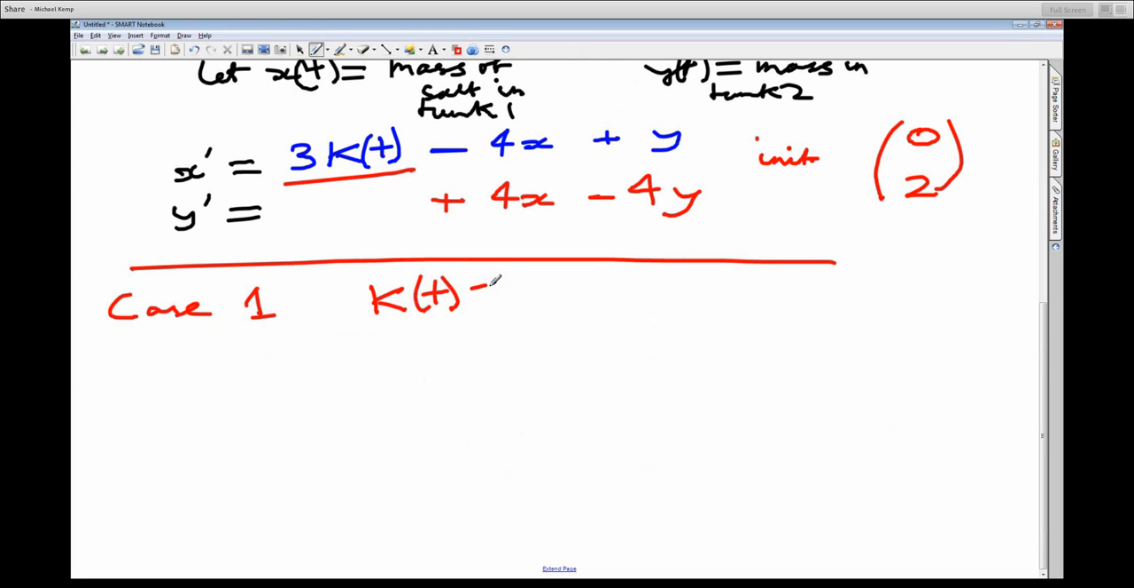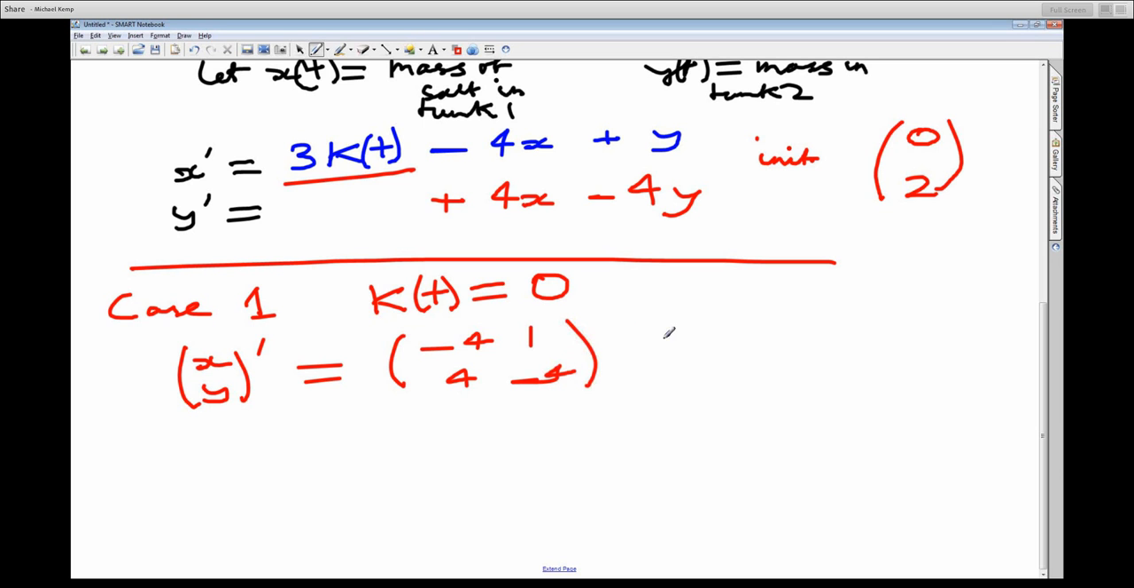So let's do the case where it is actually homogeneous. So K(t) is 0. If K(t) is 0, it just ends up being a homogeneous system, and we get (x, y) dash is equal to a matrix, -4, 1, 4, -4, times (x, y). That's what the system will follow. And so to solve this sort of system, you work out the eigenvalues, which I'm not going to do in detail. I'm just going to tell you the answers. So the eigenvalues are -2 and -6.